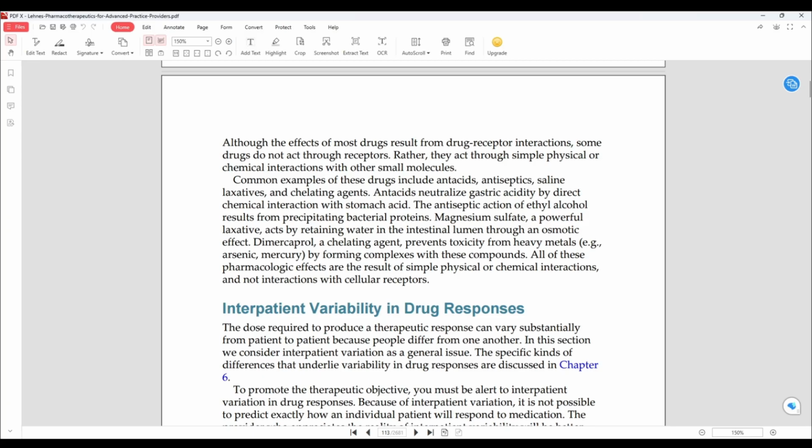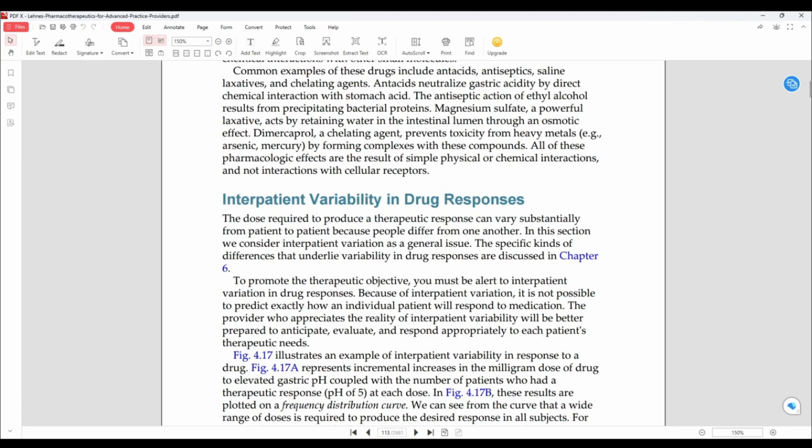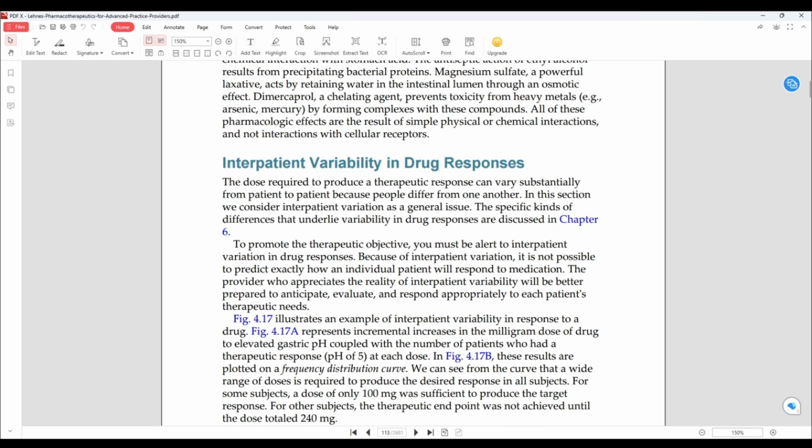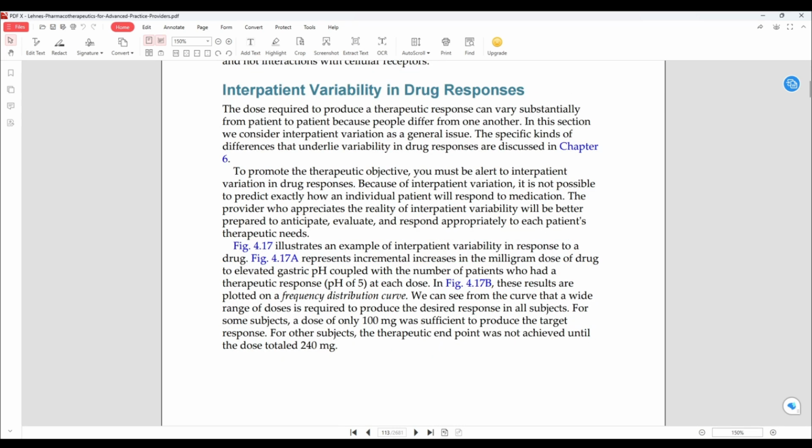So, the interpatient variability in drug response. The dose required to produce a therapeutic response can vary substantially from patient to patient because people differ from one another. In this section, we consider interpatient variation as a general issue. The specific kinds of differences that underlie variability in drug responses are discussed further in Chapter 6.